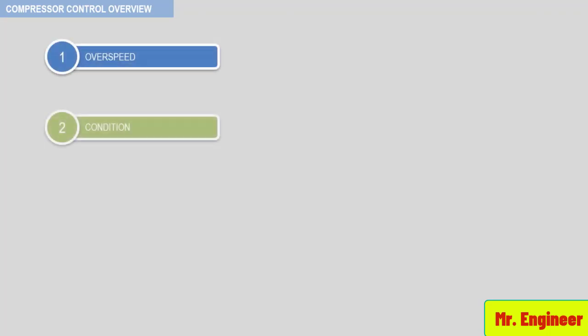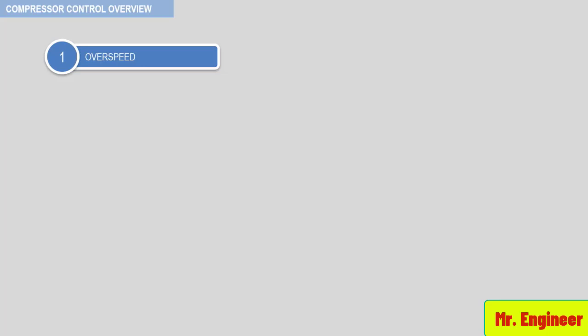After examining the compressor control systems, let's now shift our attention to compressor protection systems. The function of any protection system is to prevent damage to the compressor unit by taking immediate action to remove the cause of potential damage. In general, compressor protection systems fall into three categories: overspeed, condition monitoring, and surge.